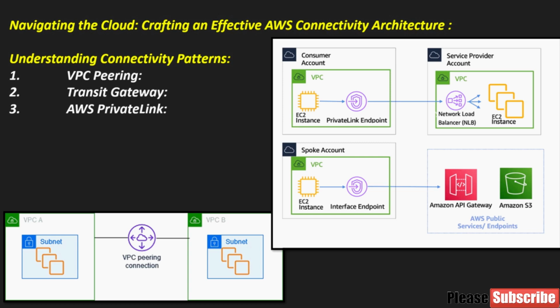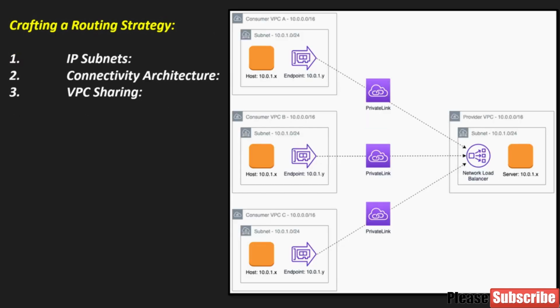Understand? So what are the design and routing strategies? Starting with IP subnets, careful planning of IP subnets is essential to prevent overlaps and ensure efficient use of address space. We need to utilize CIDR blocks effectively. That is a very important stage, considering future scalability and potential mergers or acquisitions too.